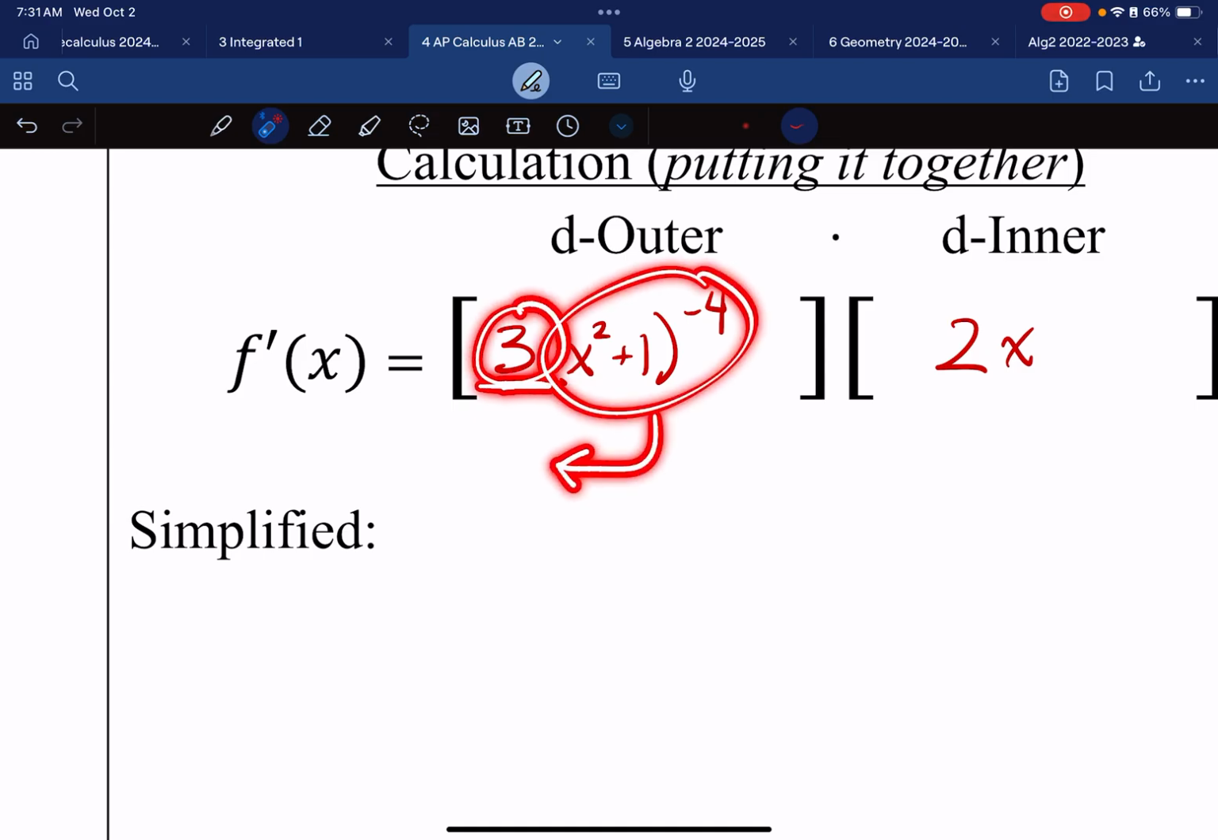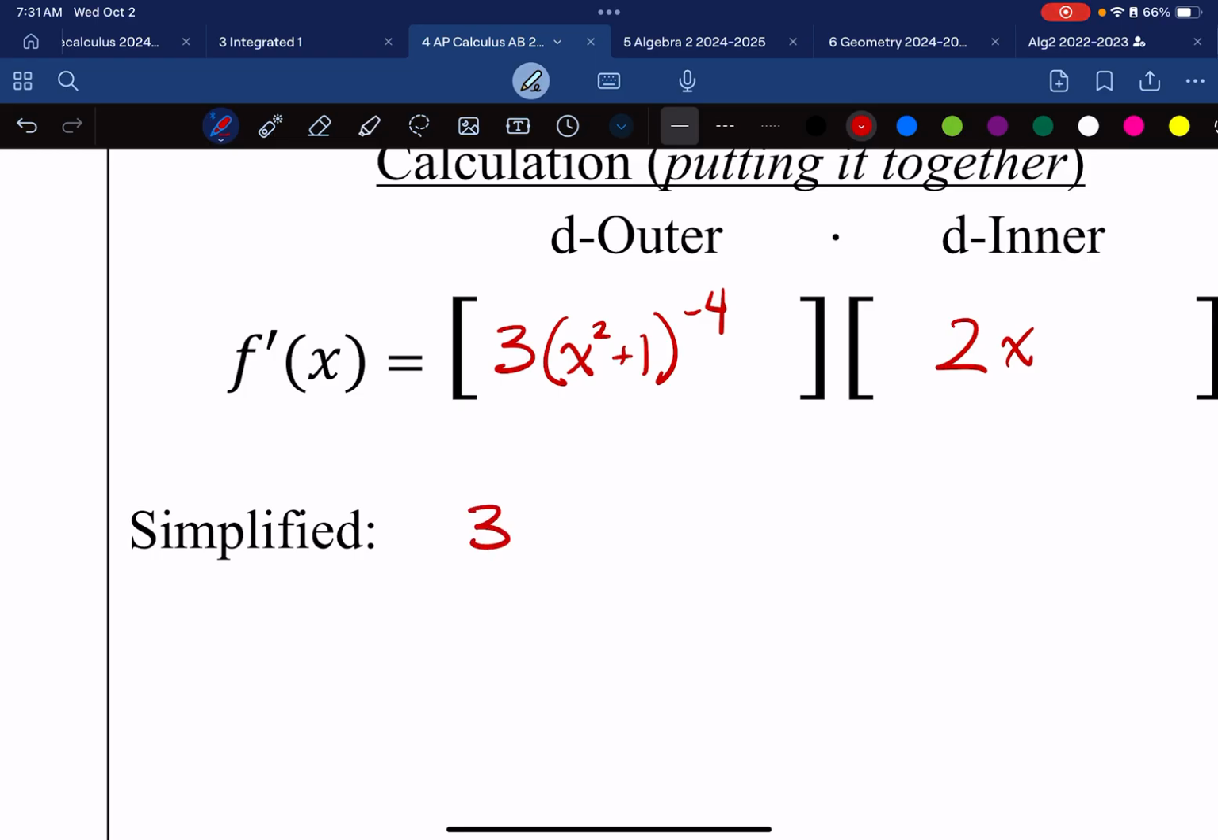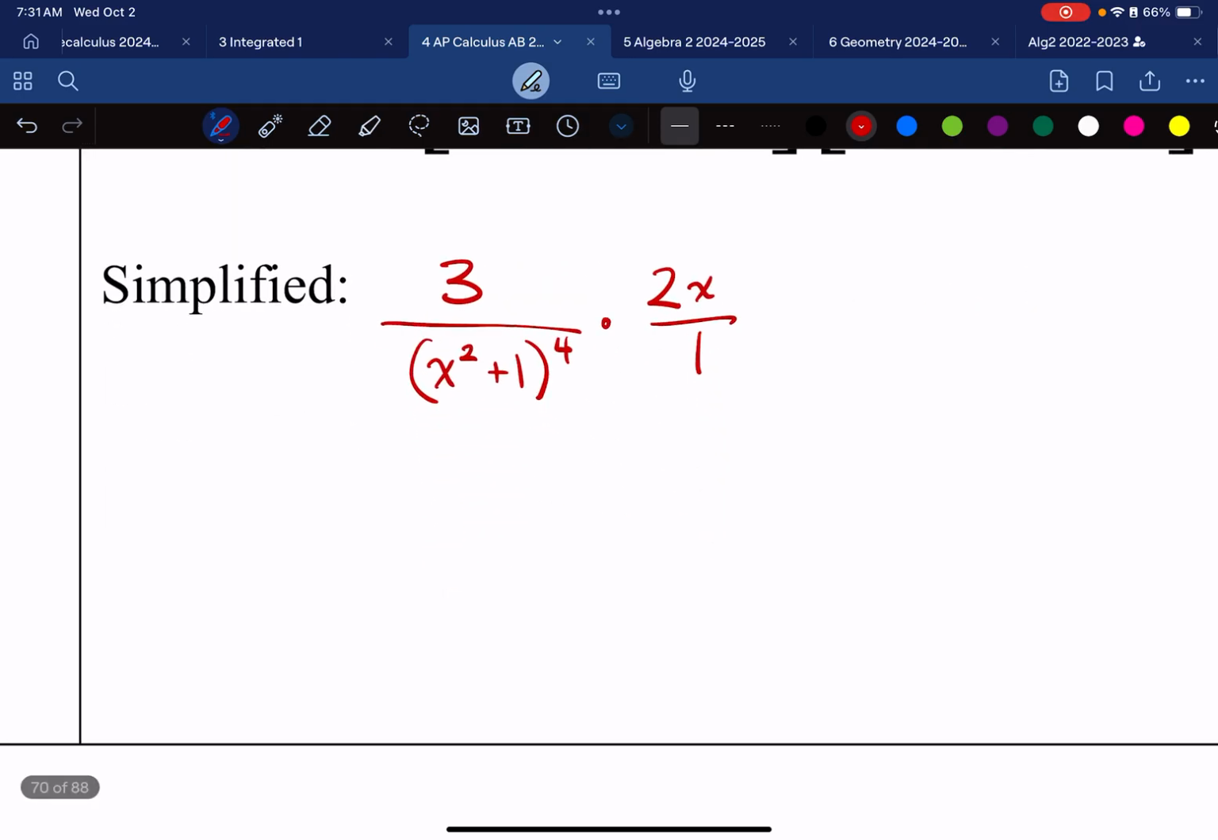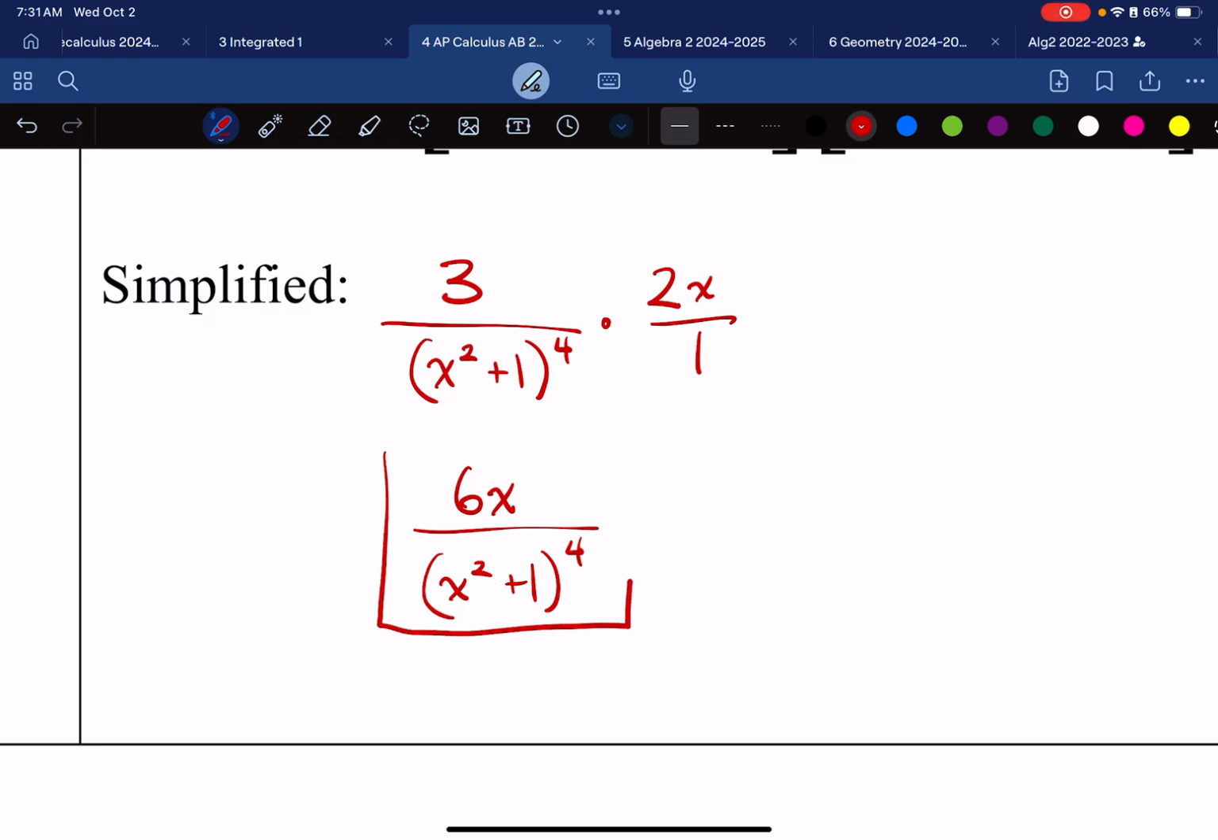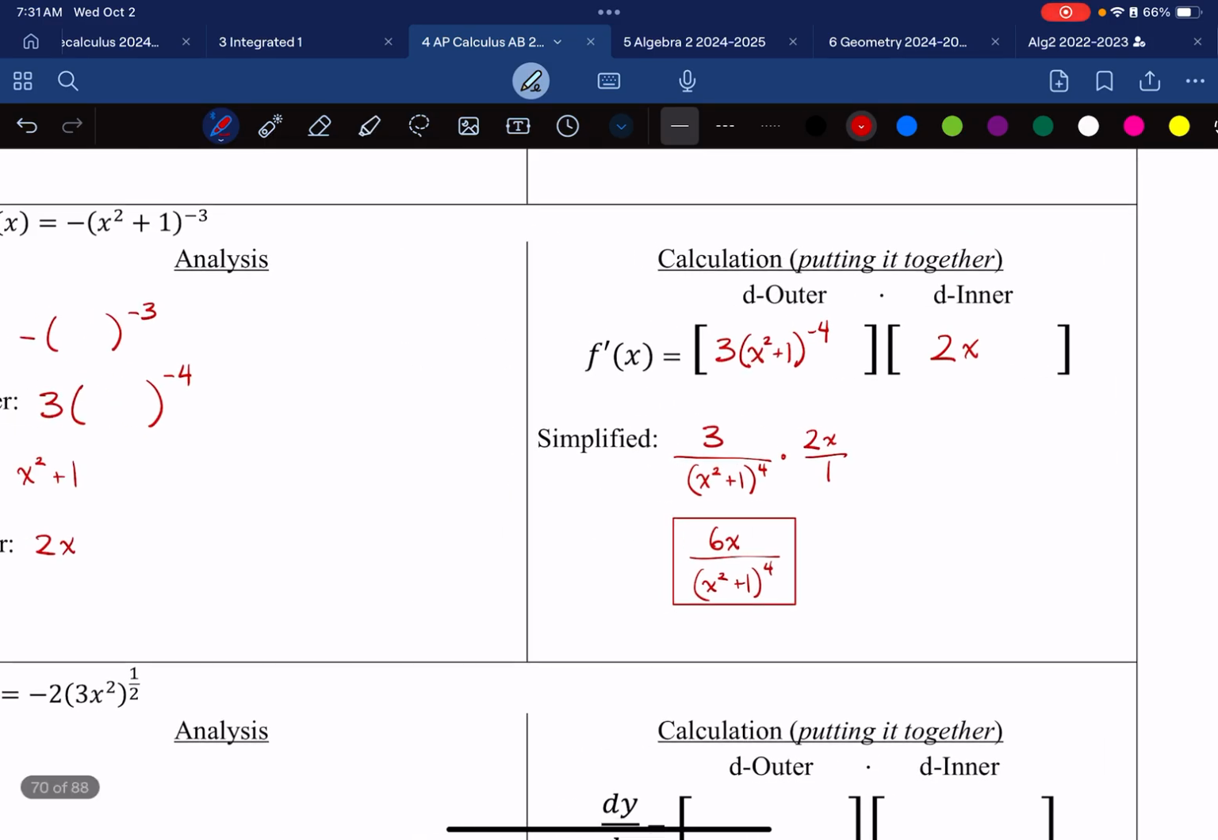3 is going to be left in the numerator. So I'm going to have 3 in the numerator. The denominator will have this x squared plus 1, all of this to the power of now positive 4 because it got flipped, and this is being multiplied by 2x, technically 2x over 1. So when I multiply those together, I should get a 6x in the numerator, and the denominator should be x squared plus 1, that entire quantity to the power of 4. And we'll box it. I box work whenever I don't immediately jump to the final answer.